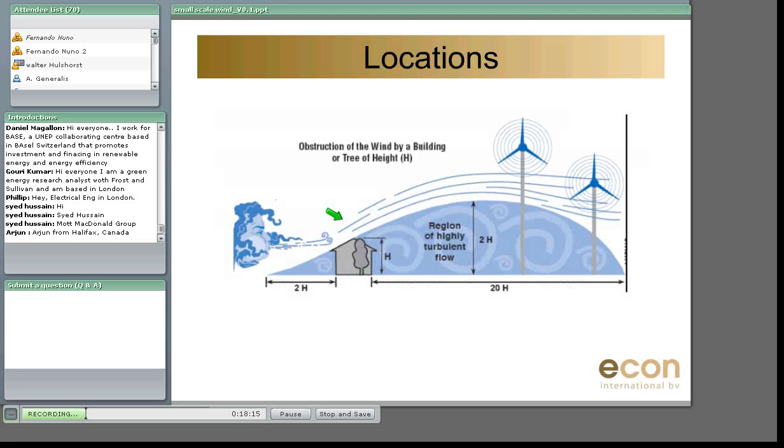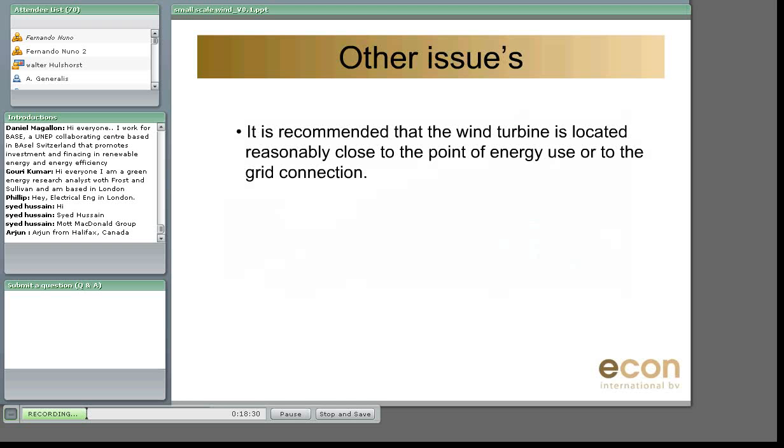And if you go higher than two times the height, then you will see that above this area, the obstruction doesn't have any influence on the wind speed. Perhaps it might even have a good impact when you place it over there, because all of the wind energy will go over this situation. So it could be used also.